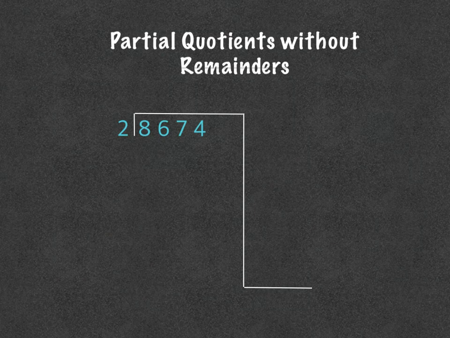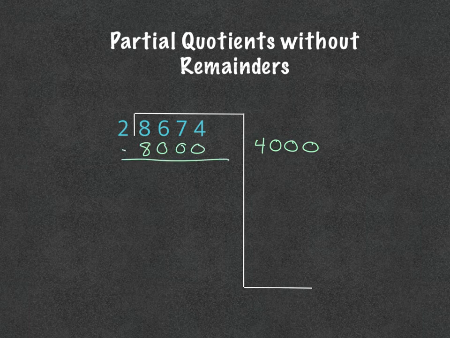So my strategy is usually to look for that front number and see how I can get that thousands kind of whittled down. So that's sort of the strategy I follow, but your strategy might be different. So 2 goes into 8,000 4,000 times. 2 times 4,000 equals 8,000. Then we subtract, and we end up with 674.